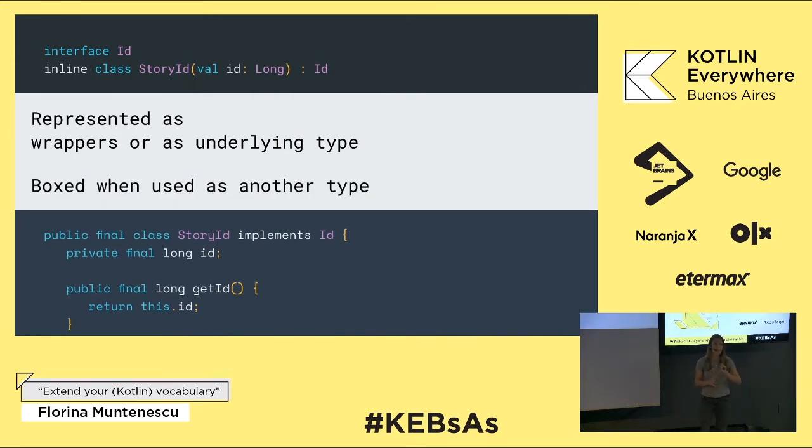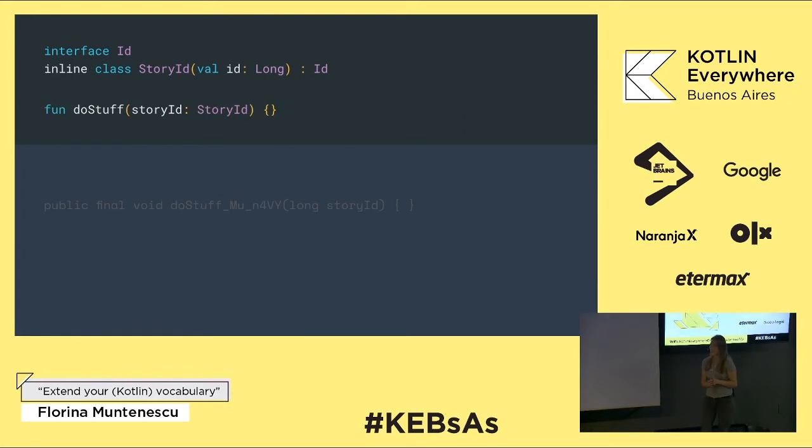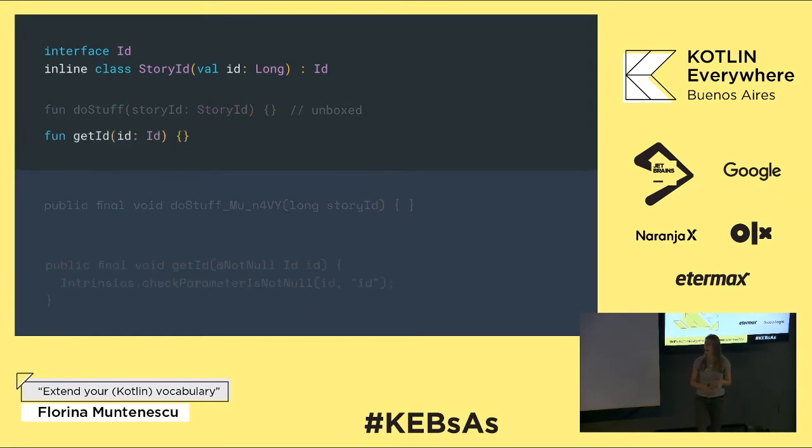So an inline class is going to be boxed when it's used as another type. Keep this in mind for later. You'll need it. OK, so what does that mean? Let's say that we have a function called doStuff of a StoryID. In the decompiled code, this is going to be unboxed because it can just pass the long. It knows, OK, I don't need an object, I can just pass it like this. But if, for example, I have a getID where I'm returning the ID, this means that this is an object. So this will be represented as boxed. So it's going to create that extra object for us.